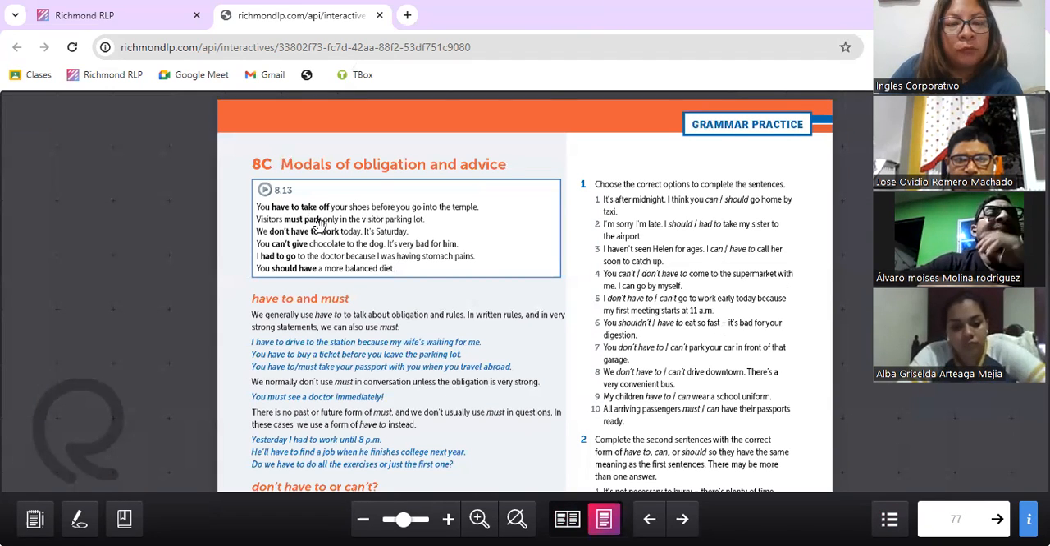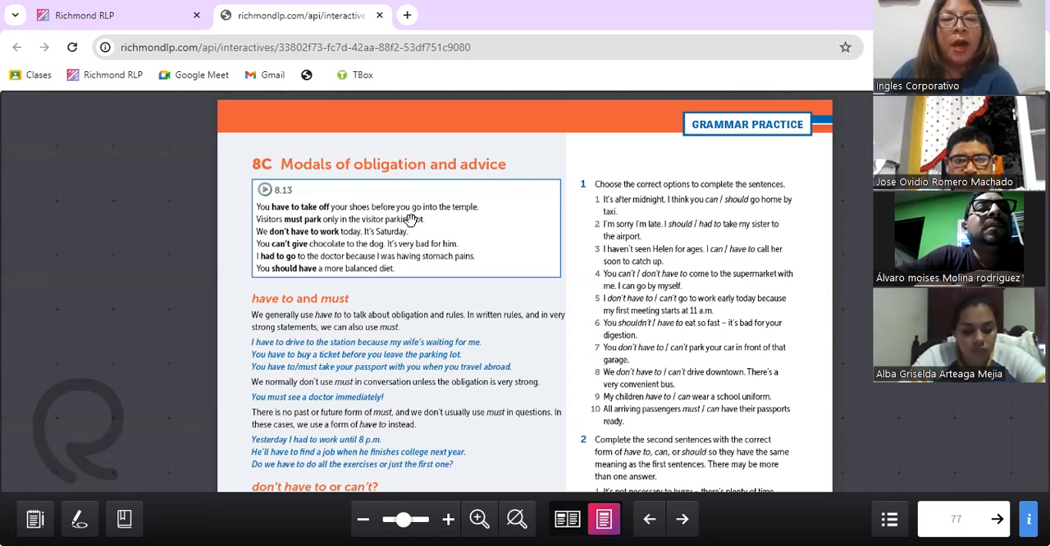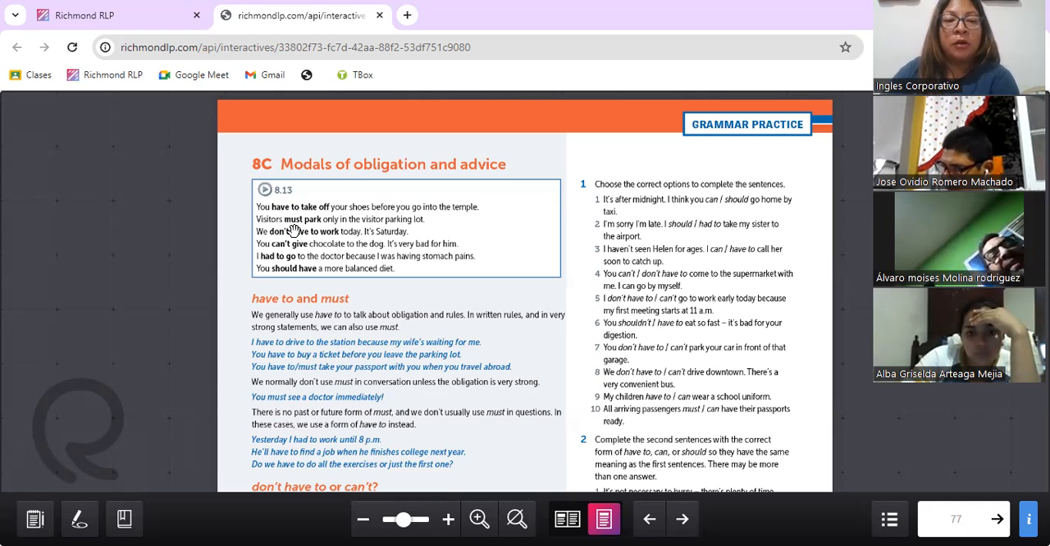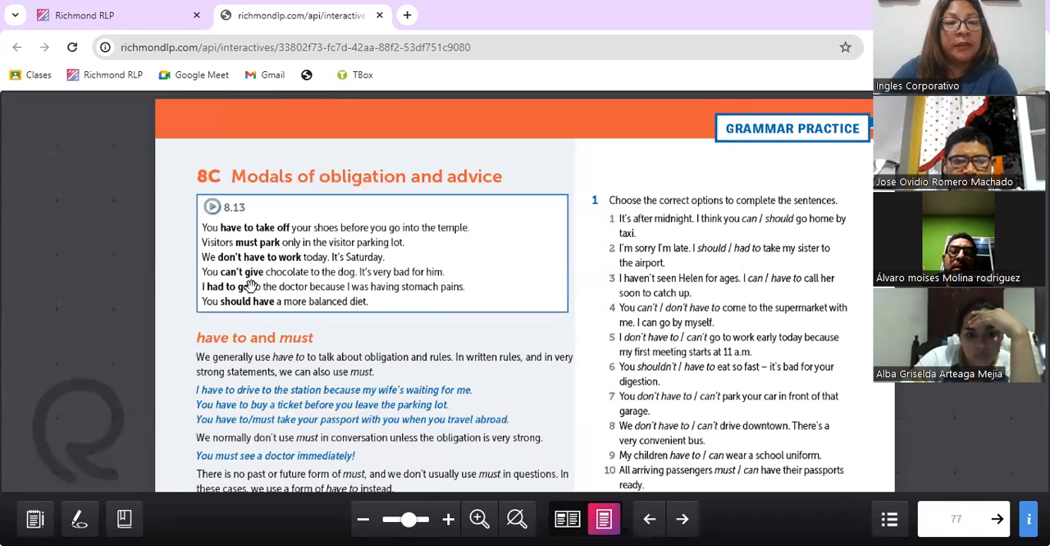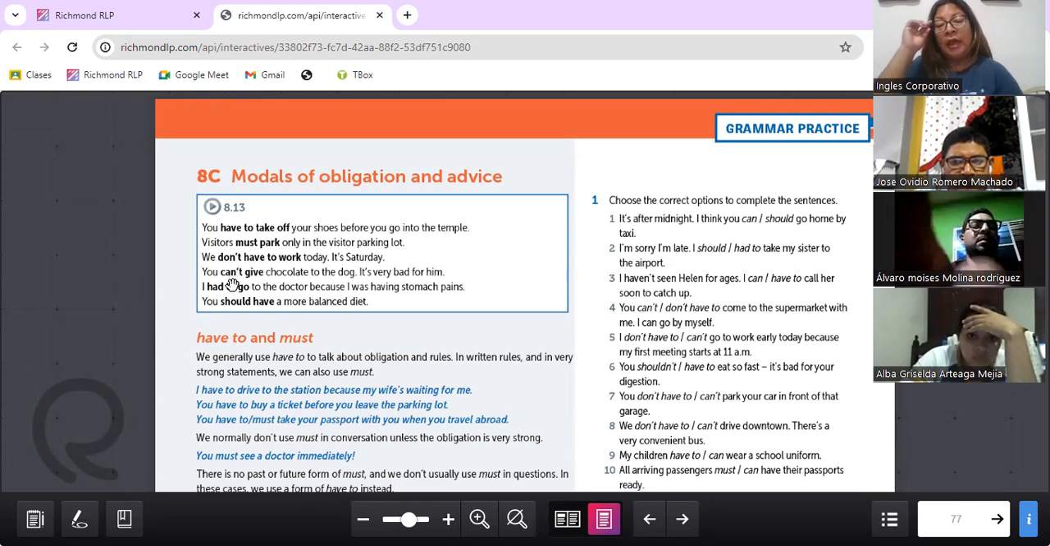Okay, so you have to, es algo que se debe hacer, you have to do it. Then we have visitors must park only in the visitor parking lot. Okay, must is the strongest obligation, or when you talk about rules, for example, laws, leyes, reglas, para eso sería el must. We don't have to work today, it's Saturday. Don't have to sería algo que no es necesario, it's not necessary. And we have, you can't give chocolate to the dog, it's very bad for him. En este caso sería como una prohibition, una prohibición, algo que no se puede hacer.